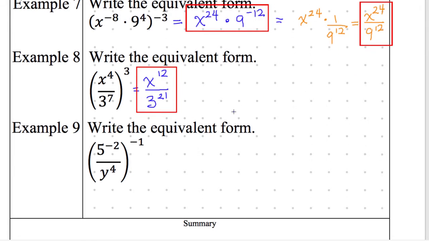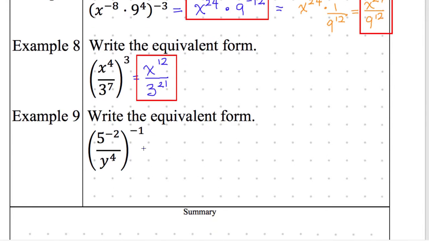We're on example 9. We have one person that has an equivalent form. There are two answers. So Gunnar is thinking he has one of them. Cohen has another one. Who else is going to have an equivalent form for example 9? We'll give it to Cohen. 5 to the power of 2 divided by y to the power of -4. There it is. Thank you, Cohen. That is one of those forms.